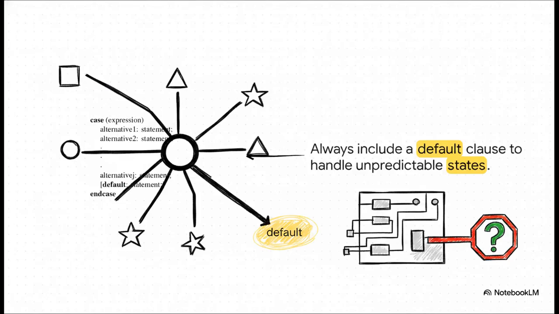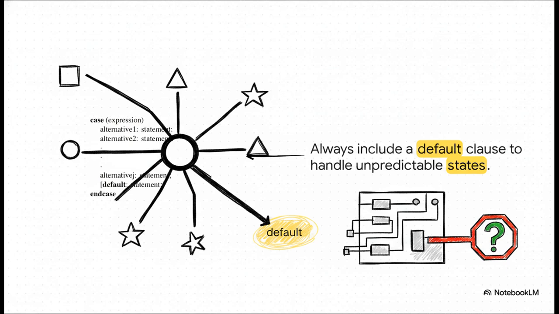Let's be real, when you have a massive list of possibilities, stacking else-if statements over and over again gets really messy really fast. Instead, we use the case statement. You just provide an expression to check and then list your alternatives. Now, the absolute crucial rule here is that the statement associated with the very first match is what gets executed. And please, look at the default clause at the bottom. This is so critically important.